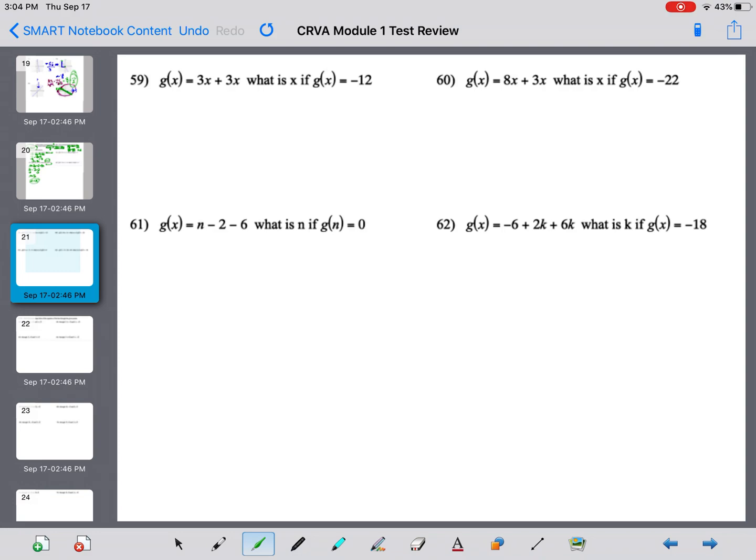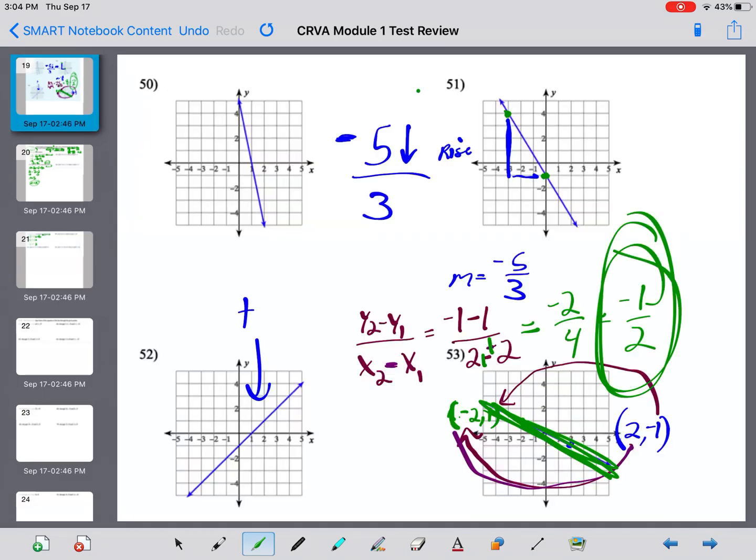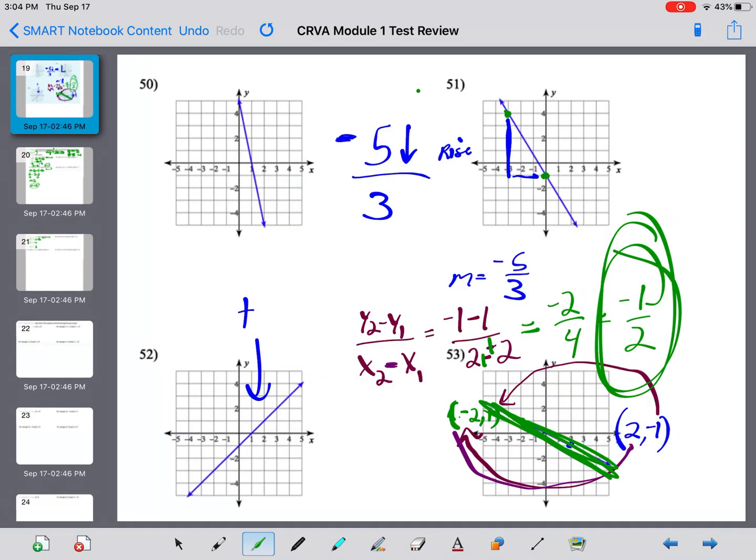Here's your function g of x. It's 3x plus 3x. What is x if g of x is -12? In place of g of x, I can put a -12. So we get -12 equals, combine these like terms, 6x. So x equals -2.